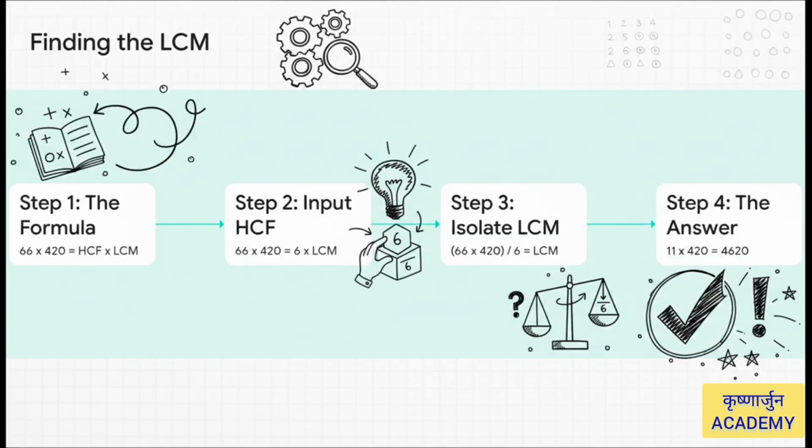We know our numbers are 66 and 420, and we just figured out their HCF is 6. So we just plug those numbers into the formula. Then, with a little bit of simple algebra, we solve for the LCM. And what do you know? We get 4620. It's the exact same answer as before, but way faster.